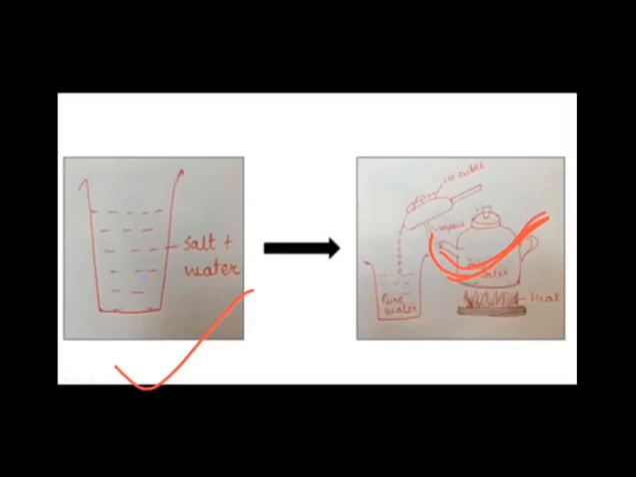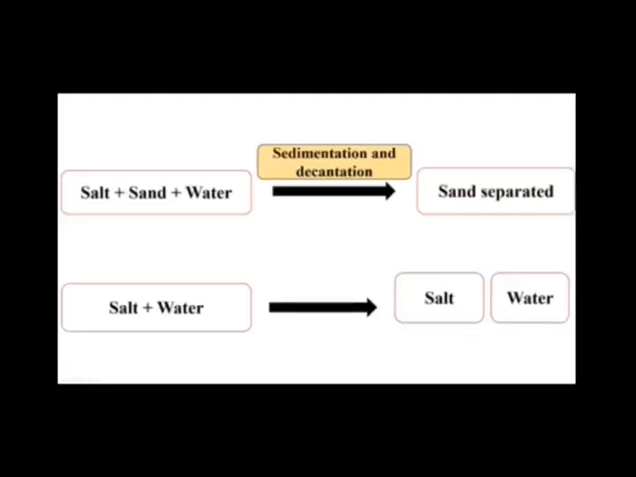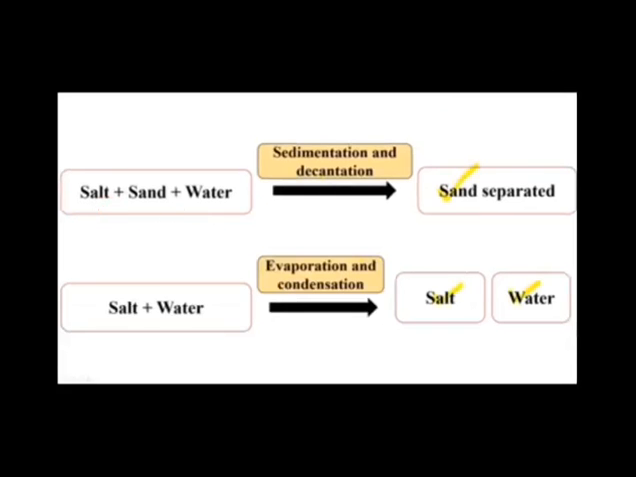So we have separated the mixture of salt, sand and water by using more than one method of separation. Sand is separated from water by sedimentation and decantation, whereas salt is separated from water by evaporation and condensation. I hope you have understood this. If you haven't understood this, let's revise it once again.